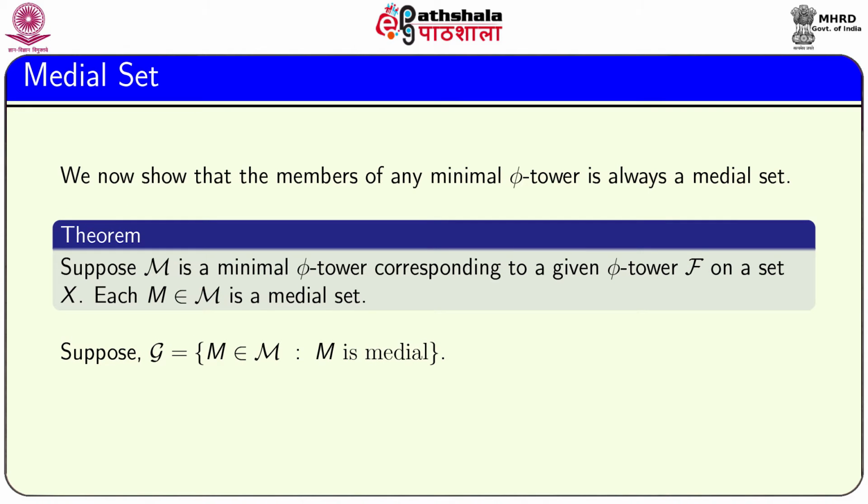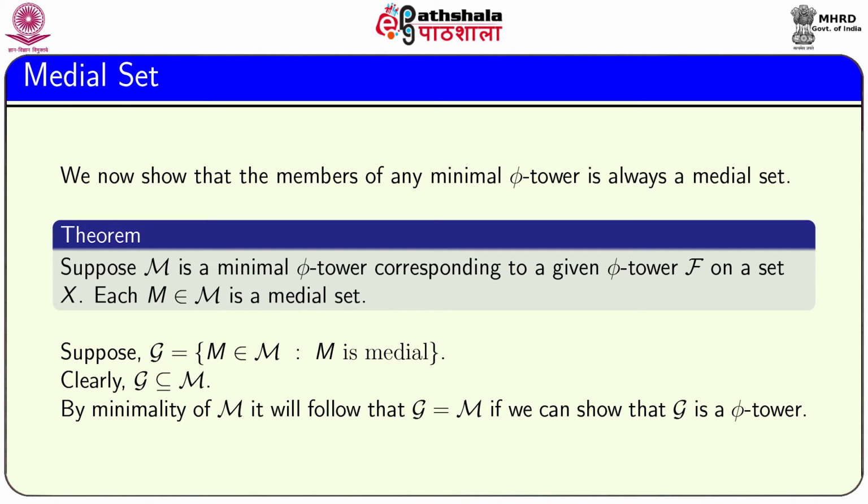We now show that the members of any minimal phi tower is always a medial set. That is, if we state the theorem formally, suppose script M is a minimal phi tower corresponding to a given phi tower script F on a set capital X, each M belonging to script M is a medial set. Suppose script G is equal to the set consisting of all the medial sets.